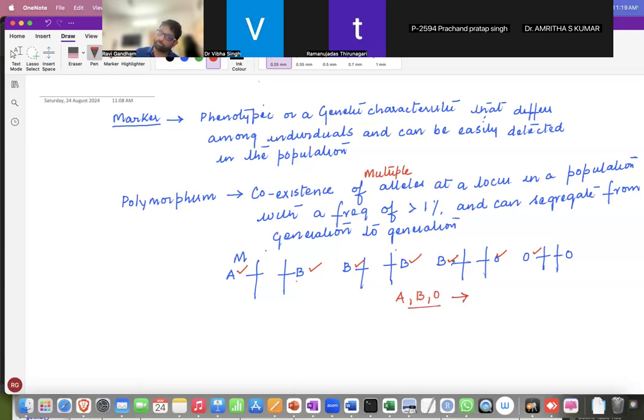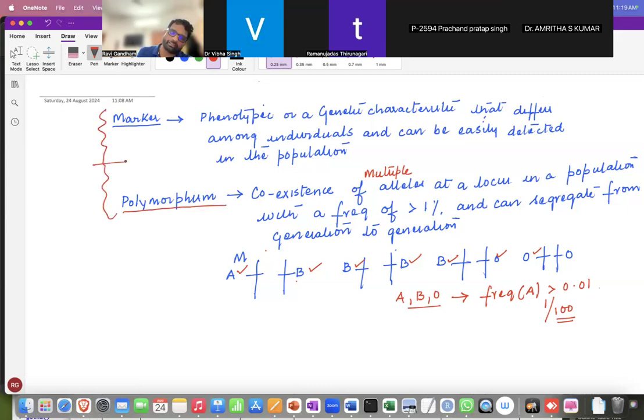So, however, the frequency of A, if you are talking about, should be greater than 1%. 1% means 0.01. Means 1 out of 100 individuals measured should be having this particular allele. Right? Now, having said this, now you know what polymorphism is and what markers are, right?